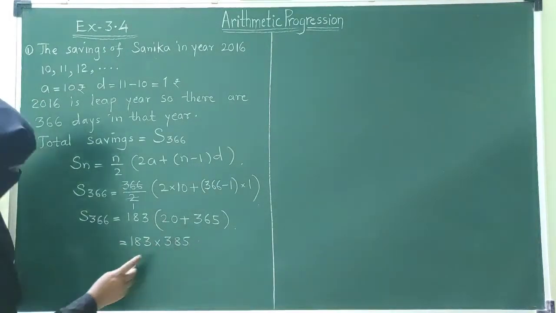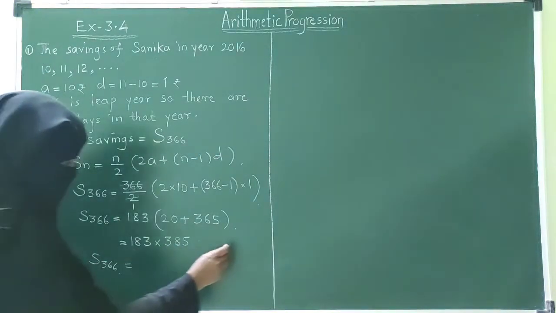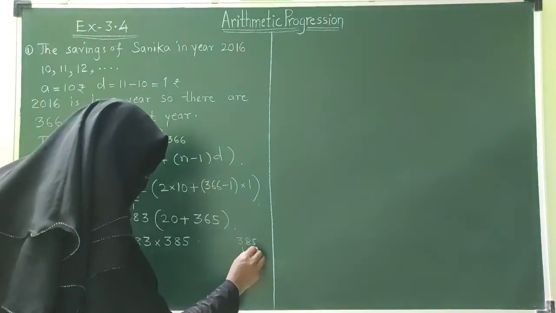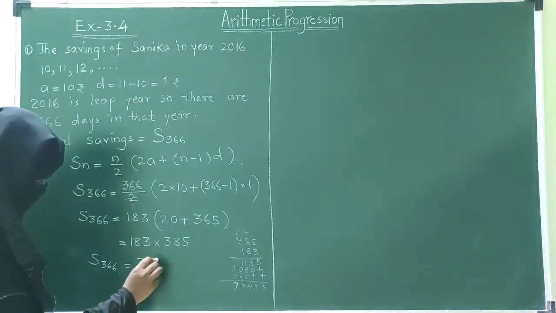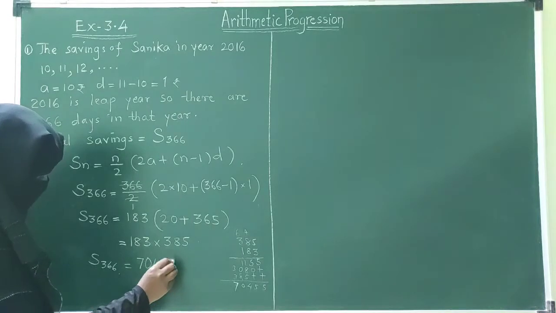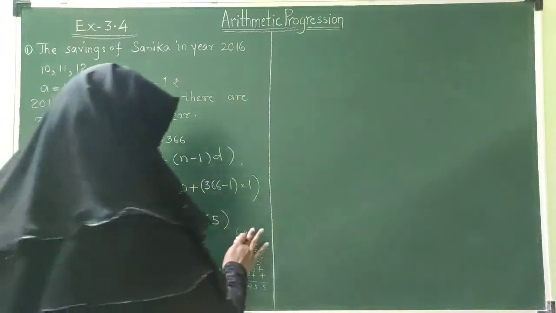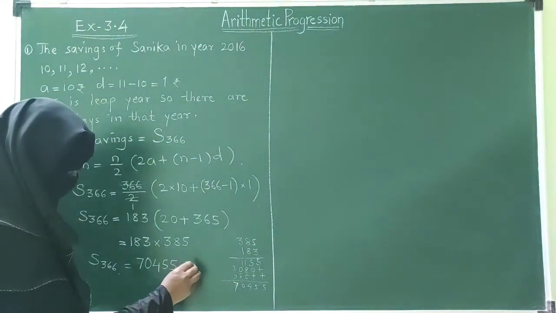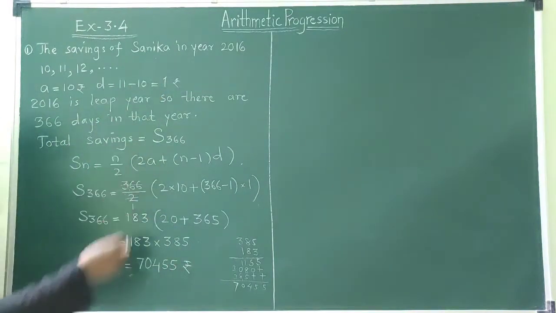On multiplying these two, S366 is equal to, multiplying these two, 385 into 183. We get the number 70,455. Now this is the total savings. This is the total saving of Sanika in the year 2016.